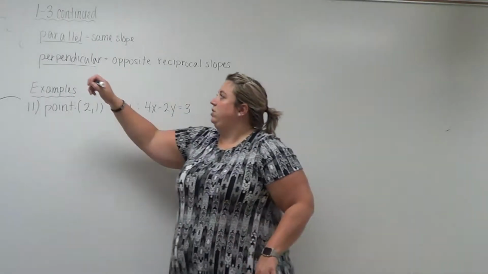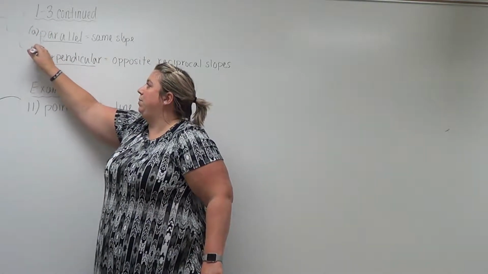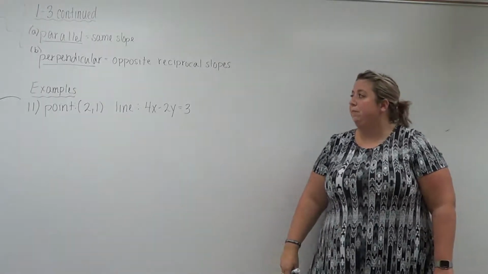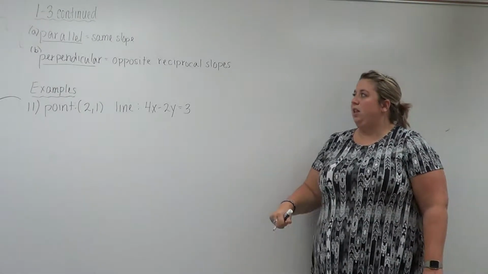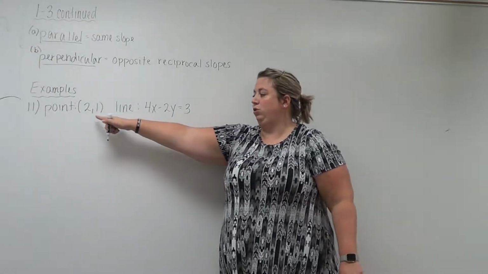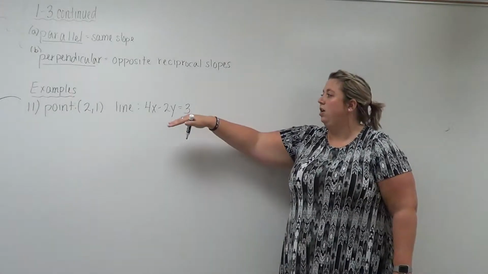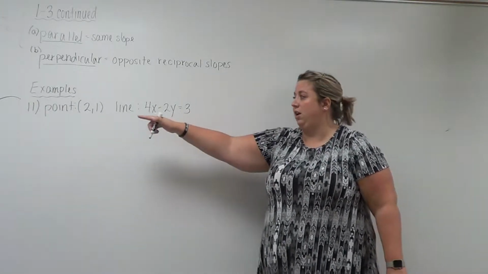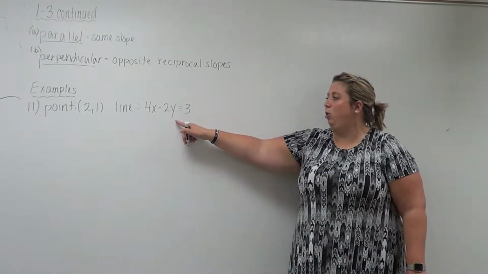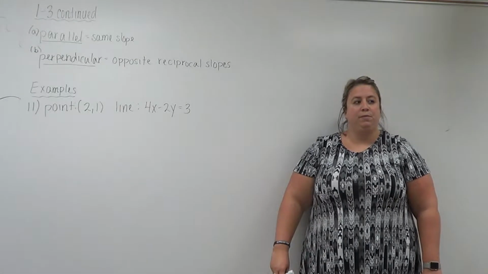For this purpose, when I talk about A and B, I'm going to have parallel be A and perpendicular be B, because that's also what you'll see on your homework. So we're going to write a line that's parallel to this line and goes through this point, and then a line that is perpendicular to this line and goes through this point. In order to do that, you need to know the slope of this line. So how would I find the slope of that line?